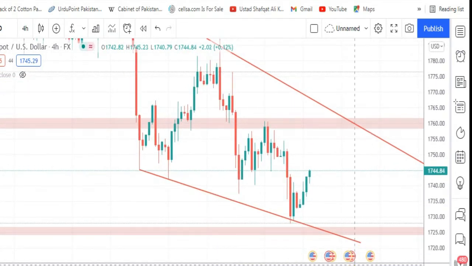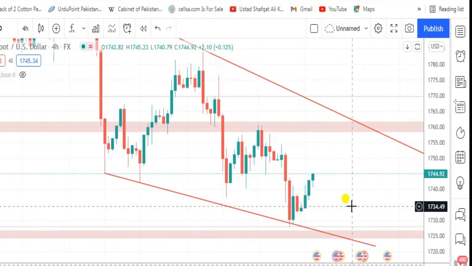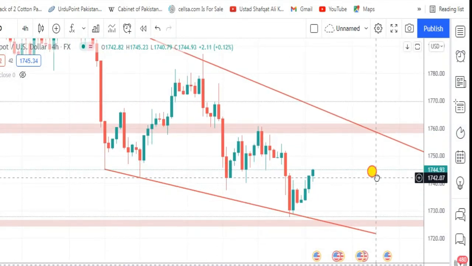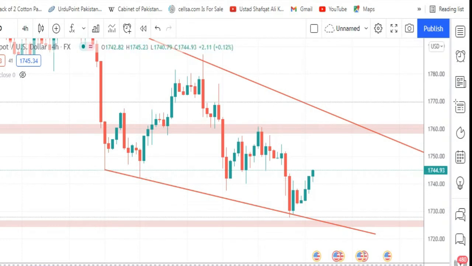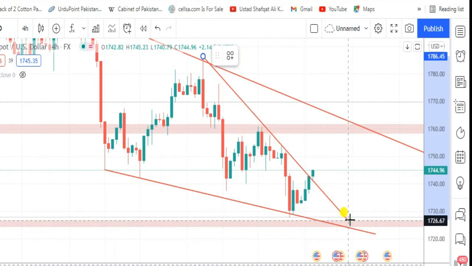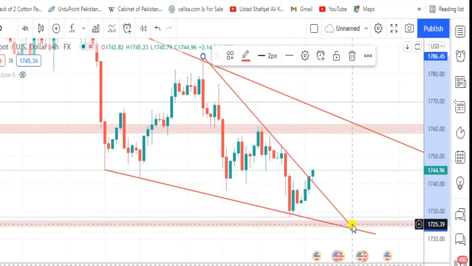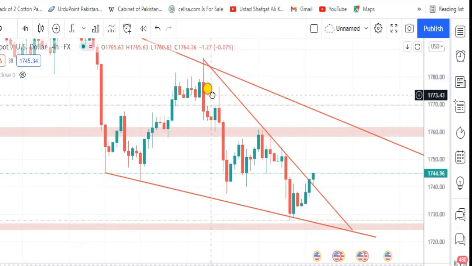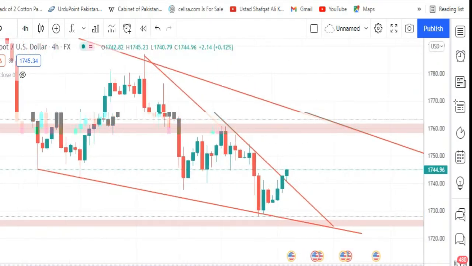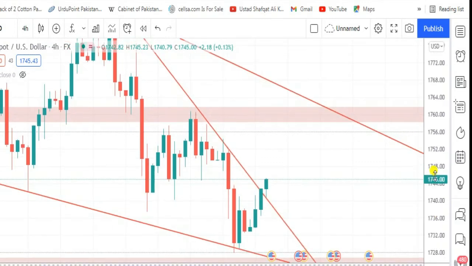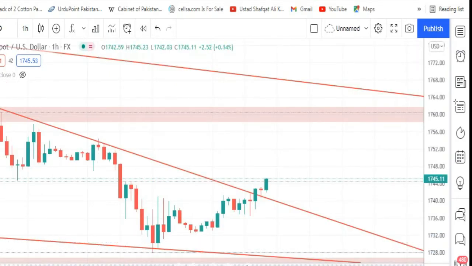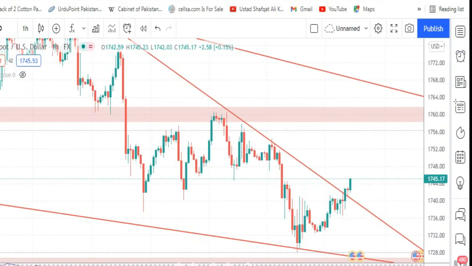For scalper traders, I would also draw one more trend line for you guys. On a 4 hour time frame, I would zoom in on the 1 hour time frame. That would give you more clear information and more clear confirmations of the market.